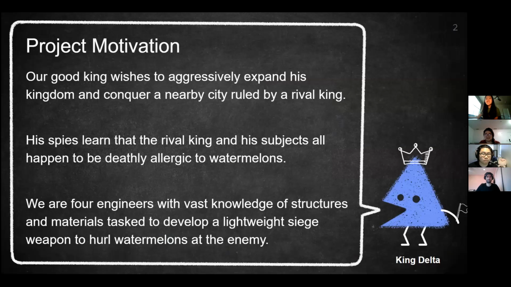So, our good king wishes to aggressively expand his kingdom. We were commissioned by our good king to design a catapult fit for sieging the neighboring rival city. Our spies have obtained critical information. The neighboring king and his citizens are allergic to watermelons. As such, this lightweight trebuchet will be fit to rain devastating blows of watermelon upon the neighboring city.